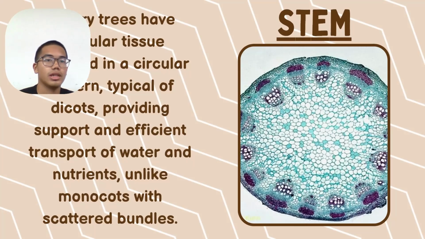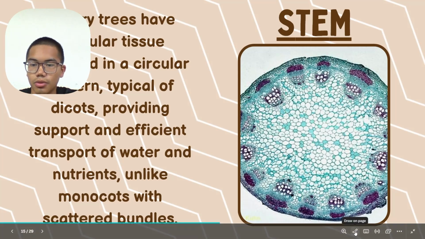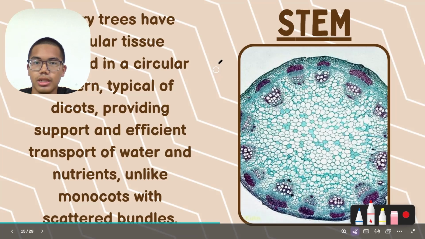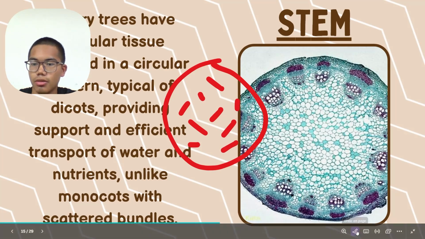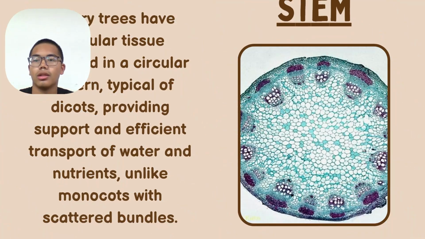Okay, the stem of the cherry tree. Cherry trees have vascular tissue arranged in a circular pattern typical of dicots, providing support and efficient transport of water and nutrients, unlike monocots with scattered bundles. For example, scattered bundles are like this. I'm going to draw. Okay, this is the stem, and then it's scattered around like this. For example, the xylem, the phloem, and the cambium. Okay, now I'm going to erase them.